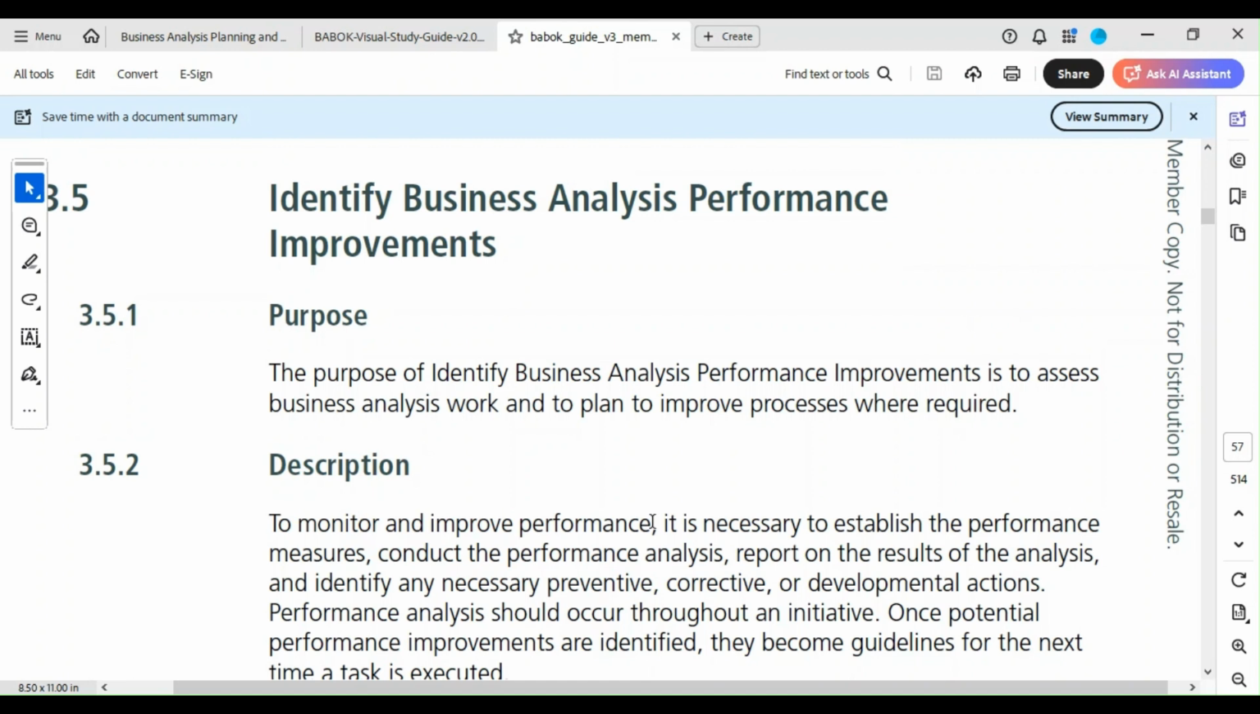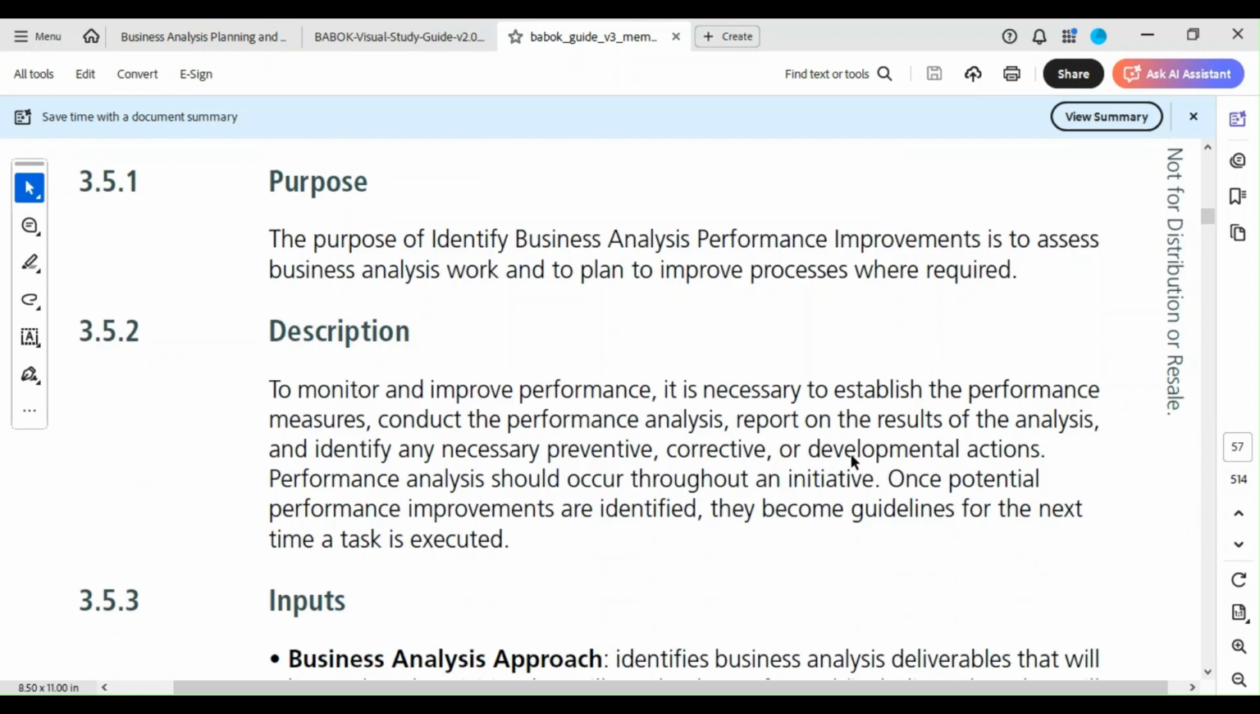The purpose of identify business analysis performance improvement is to assess business analysis work and to plan to improve process where required. So what you're about to do is identify your performance improvement. How can I improve on what we have already while I'm doing my business analysis work? Okay? And at the same time, how also you'd plan to improve your process wherever it is required. So you're trying to assess your work, what you've done, and how you can improve on that. You can't just stay static.